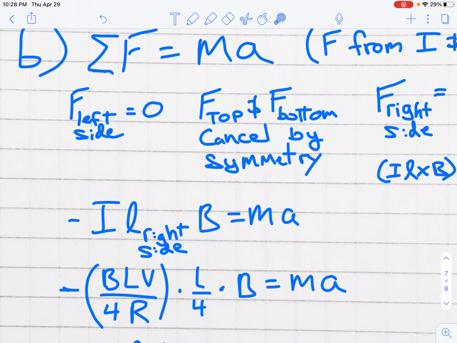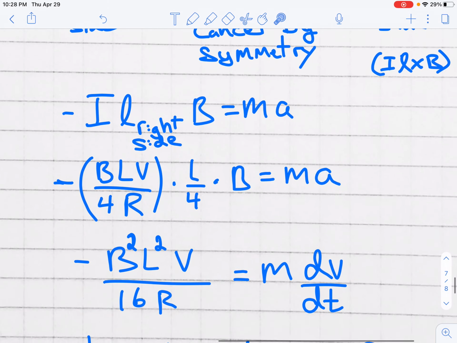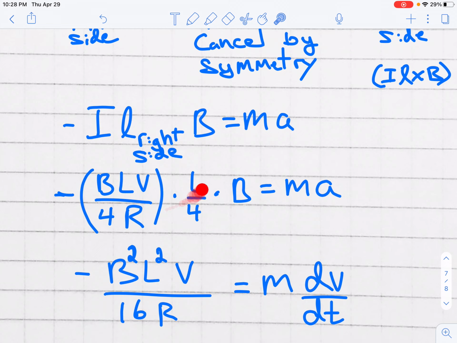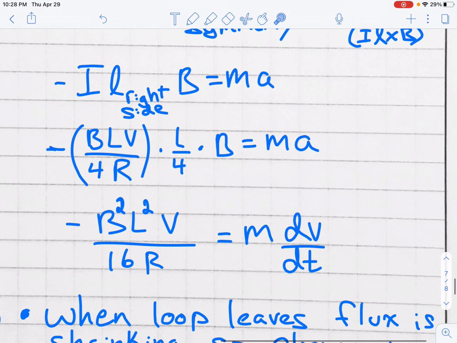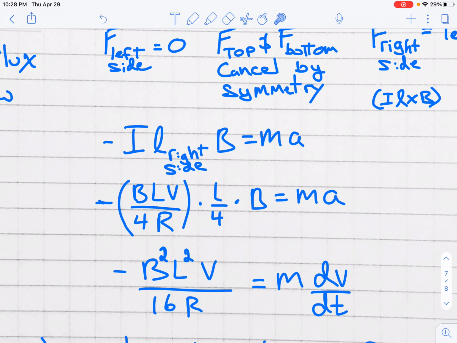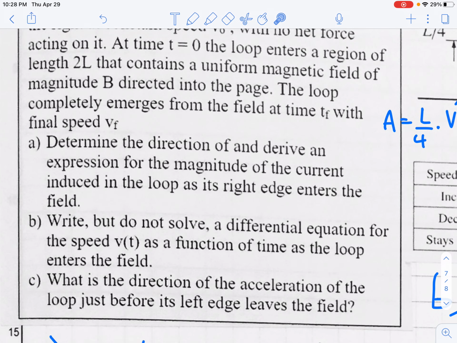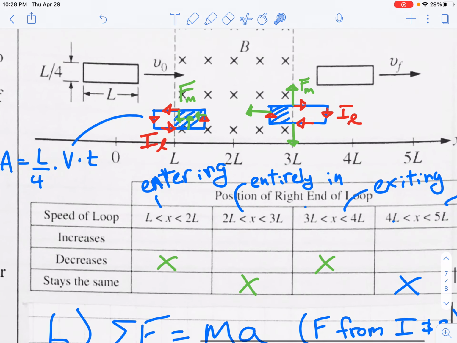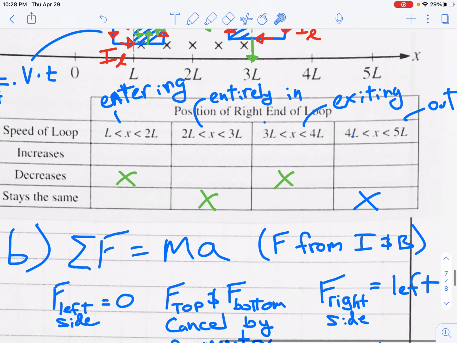So we plug in for the current, BLV over 4R. The length of the right side is L over 4, B, MA, and then we just need to change A to dV dt. And I just combined stuff here. So that's our differential equation. We're not solving it. Velocity as a function of time and derivative of velocity. First order differential equation. Part C was, what's the direction of the acceleration of the loop just before the left edge leaves? Well, we already talked about that, and that's how we came to this conclusion.